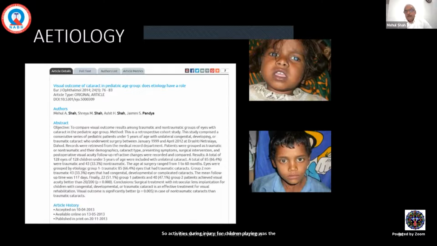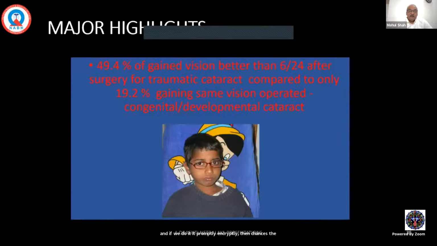We compared the etiological outcome amongst the children. Children with traumatic cataract are doing much better than those with congenital cataract, because in congenital cataract and very young children, sensory nystagmus is an important factor, which is not there in traumatic cataract. In traumatic cataract, the visual system is fully developed, and if we operate promptly and correctly, the child has a chance of better development and better vision. Almost 50% gain, more than 6.24 lines, after surgery for traumatic cataract in children.